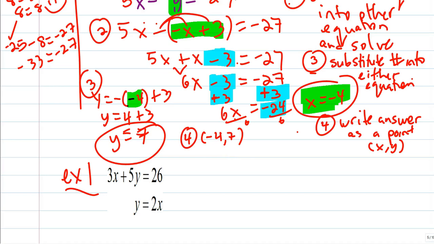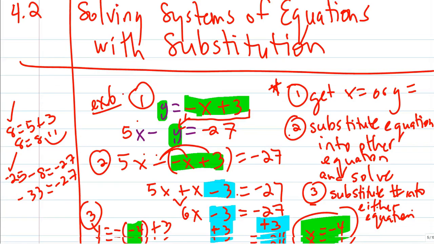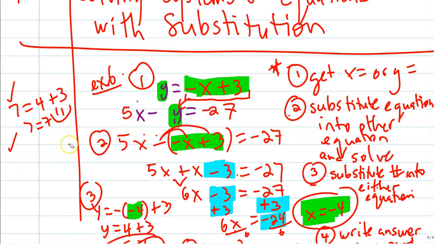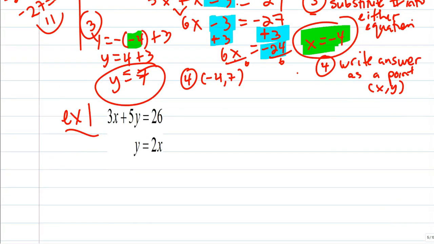I shouldn't be so arrogant, so I would check this again. Negative 4, 7. 7 is equal to negative negative 4 plus 3. 7 is equal to 7. Now it should work for the other one, right? We said negative 4, 7. So 5 times negative 4 is negative 20. Minus 7 is negative 27. Verify that it works for both. All right, let's keep going.